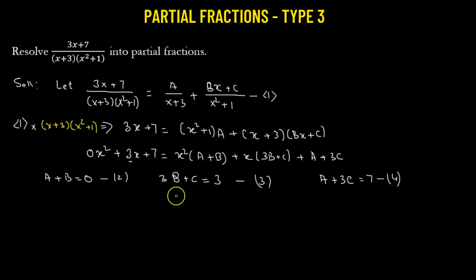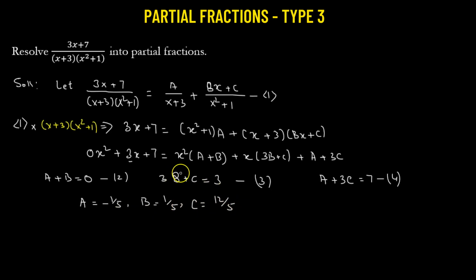Now we have three variables and three equations. We can solve them to obtain the values of A, B and C. So here A comes out to be negative 1 over 5. The value of B comes out to be positive 1 over 5. C has the value 12 over 5.